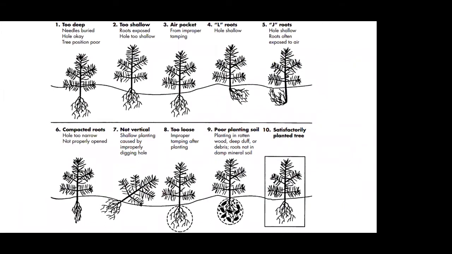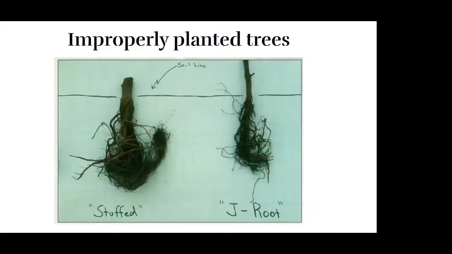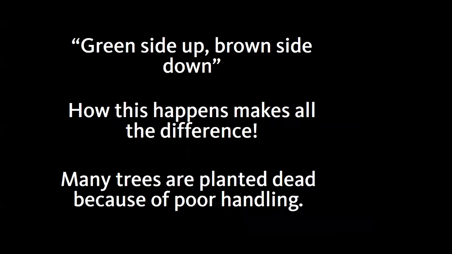It's hard not to plant correctly, but it's really easy to plant wrong. So here are some commonly occurring planting mistakes that you want to avoid, and we'll talk about these a little bit more. Like these J root or stuffed problems. These both died after a few years in the ground because of poor root development. So that's something you don't want to happen. So take that time early on to make sure that you're planting those carefully and straight, and that you have the right tool. Good rule of thumb, green side up, brown side down. How this happens makes all the difference.